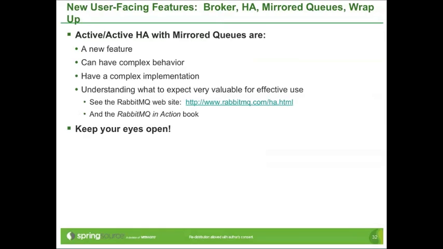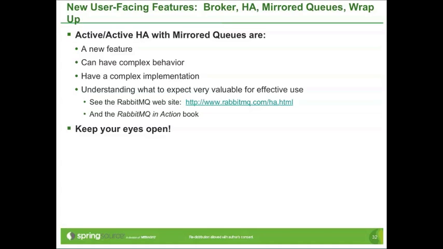So to summarize on HA with mirror queues, it's a new feature. As we've seen in this whirlwind tour, it can have complex behavior, and under this relatively complex behavior is a pretty sophisticated implementation. So to use the feature in practice, you want to read up on it in advance and develop as good a mental model of it as you possibly can, so that you can see whether what you're observing actually matches realistic expectations of how the feature should work.